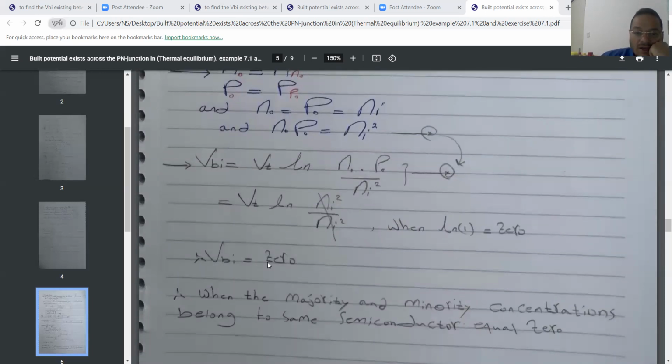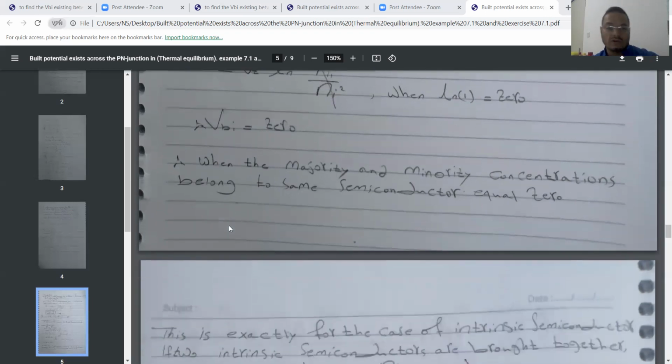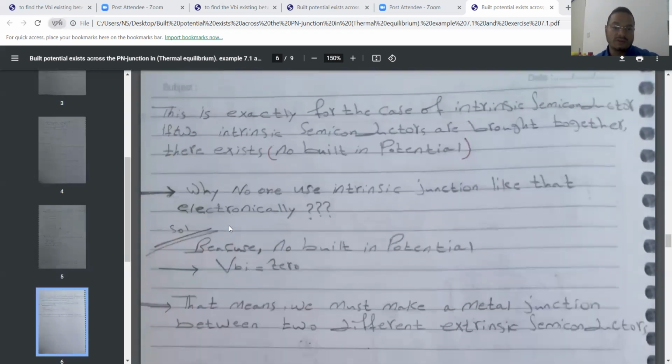After that, we will be dealing with ln 1, and we know ln 1 equals 0, so we don't have VBI anymore when we're dealing with the same semiconductor. Let's note this: when the majority and minority concentrations belong to the same semiconductor, VBI equals 0. Like I said before, this is exactly the case of an intrinsic semiconductor. If two intrinsic semiconductors are brought together, there exists no built-in potential.